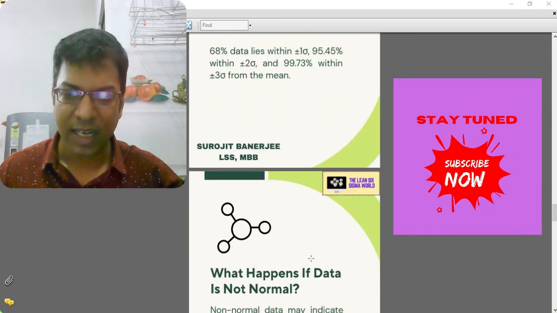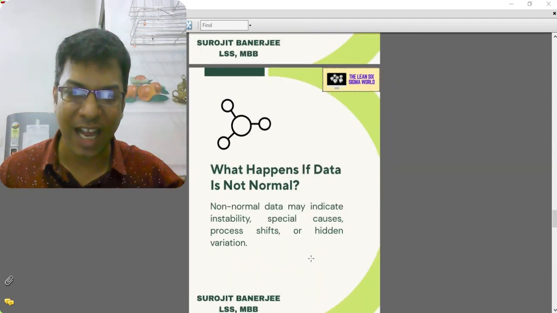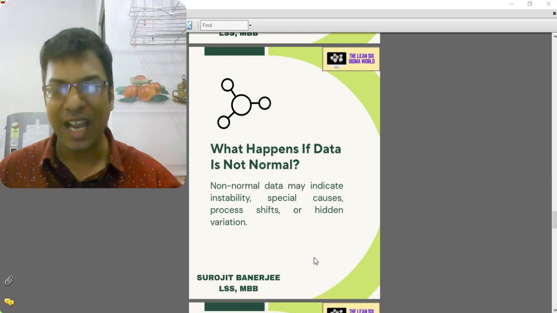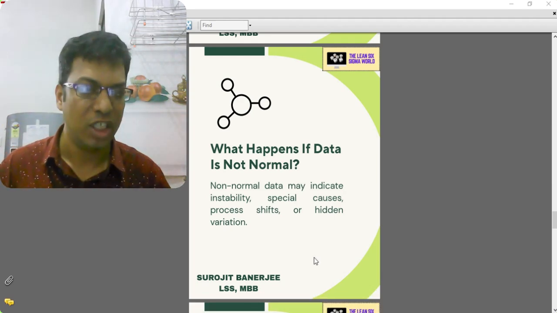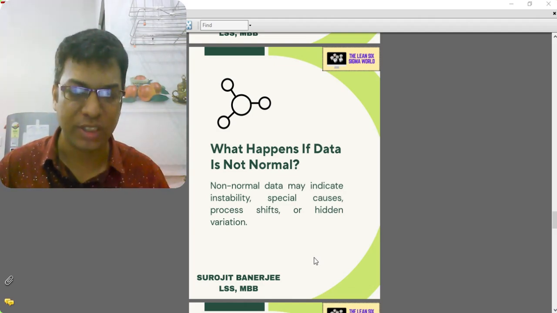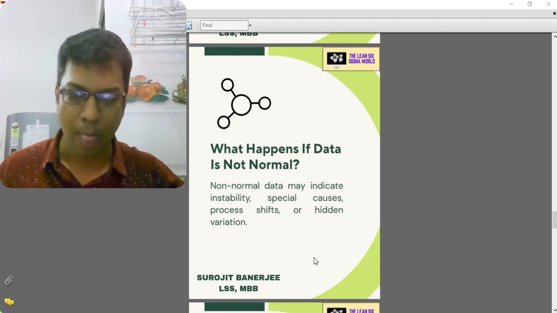Now we need to understand what happens if the data is not normal. Non-normal data may indicate instability, special causes, process shifts, or hidden variation.